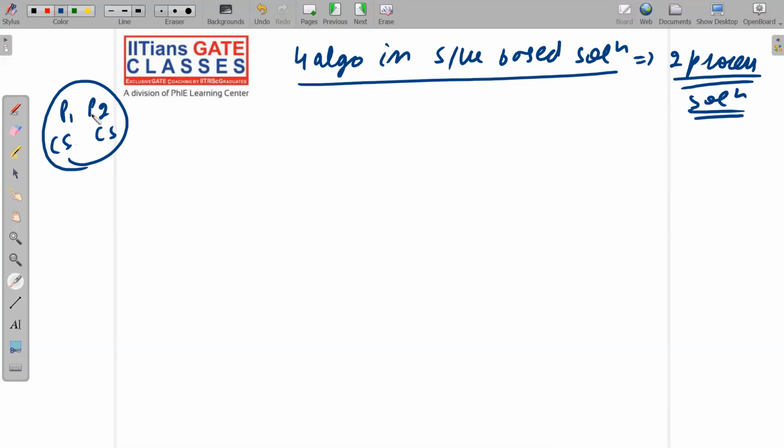Of course, we have n processes also, P1, P2, P3, P4, P5, and so on up to Pn, and each process will have its own critical section. How to implement that critical section is also there, but we will not study that because this is a basic course. So we will restrict ourselves to two process solution only.